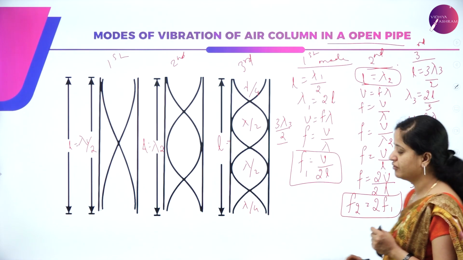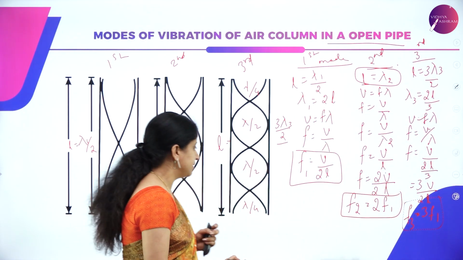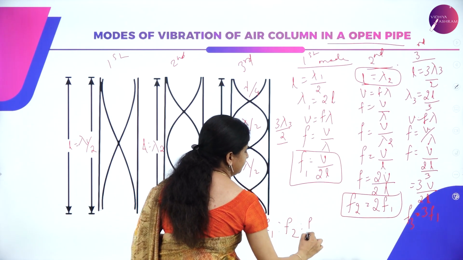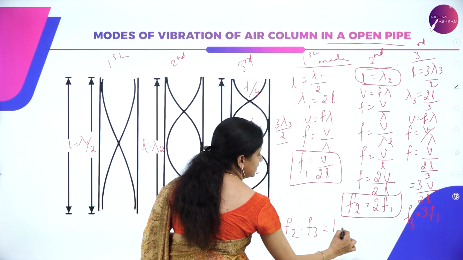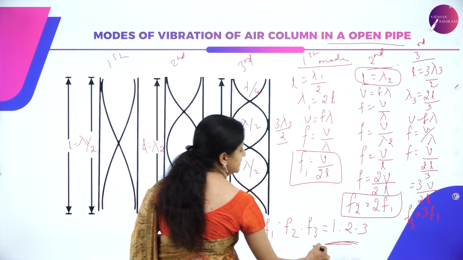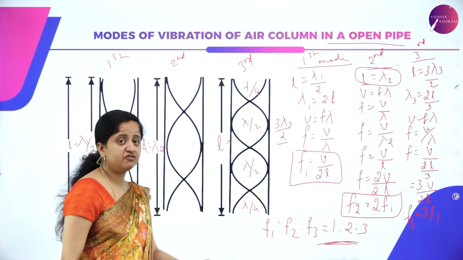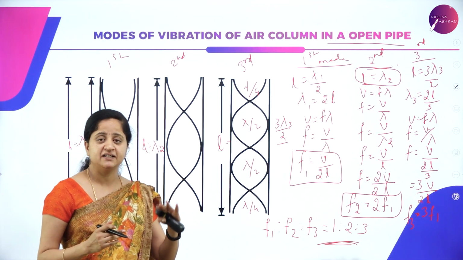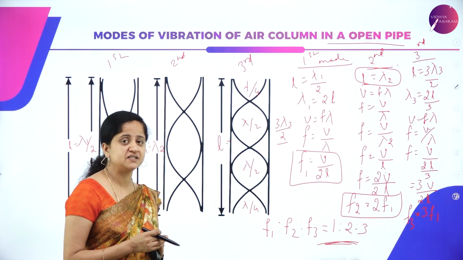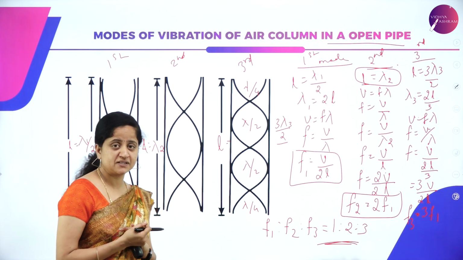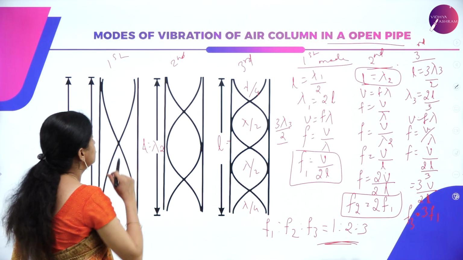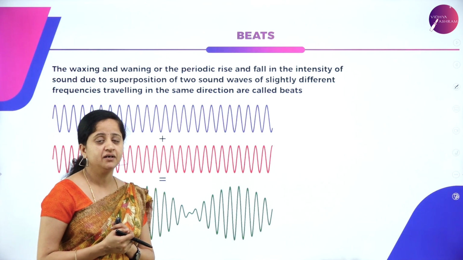So in case of open pipe, the modes of vibration can be written as F1 is to F2 is to F3 is equal to 1 is to 2 is to 3, which means in open pipe, the modes of vibration will be integral multiples. It is not only the odd harmonics that are present, the integral harmonics will be present in case of the open pipe, and this is the conclusion for modes of vibration of air column in open pipe.